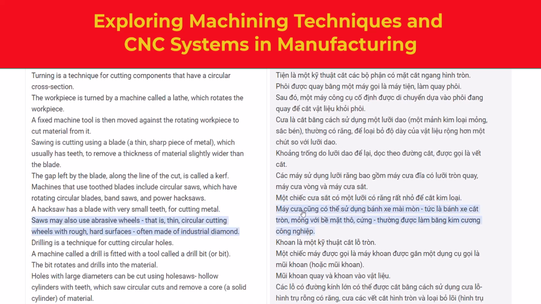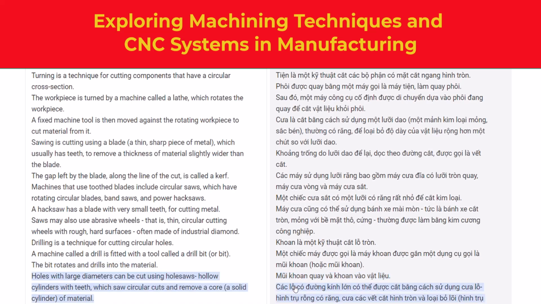Saws may also use abrasive wheels, that is, thin, circular cutting wheels with rough, hard surfaces, often made of industrial diamond. Drilling is a technique for cutting circular holes. A machine called a drill is fitted with a tool called a drill bit, or bit. The bit rotates and drills into the material.